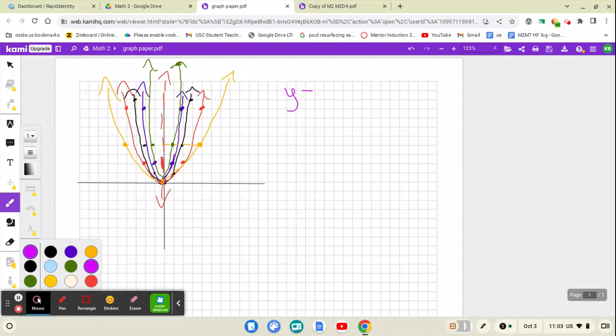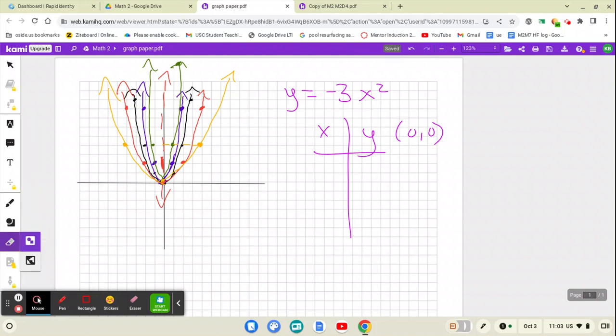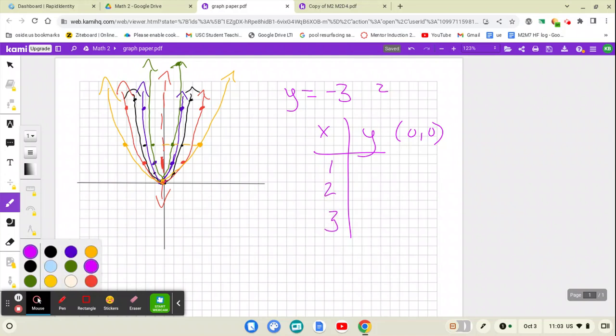So we have y equals negative 3x squared. We need a table. Pick some smart x values that are close to the vertex. Again, the vertex is 0. So I'm going to plug in x values of 1, 2, maybe 3 and see what we get. Plugging in x equals 1, 1 squared is 1 times negative 3 is negative 3. 2 squared is 4 times negative 3 is negative 12. That's already pretty big. I'm not going to worry about 3. It's probably going to be too big.